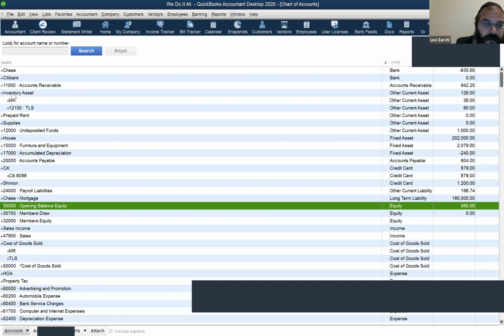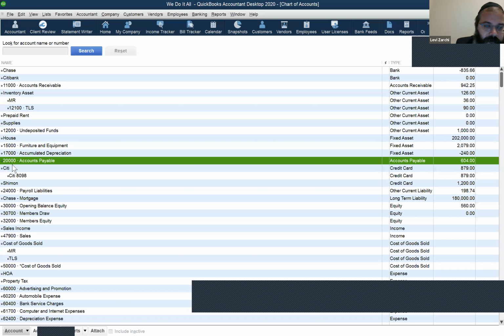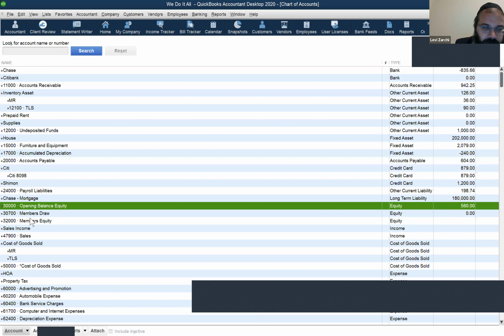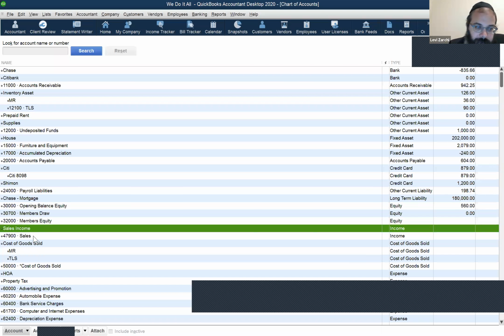Under accounts payable, you can have credit cards. That's not a liability, but accounts payable, that's generic, is number 2. Everything that starts with 3 is equity, right? Members draw, they just threw in 30,700, 3,200, because this is in equity itself. There are different types of things that offset equity. Now, income is number 4, right? Sales.